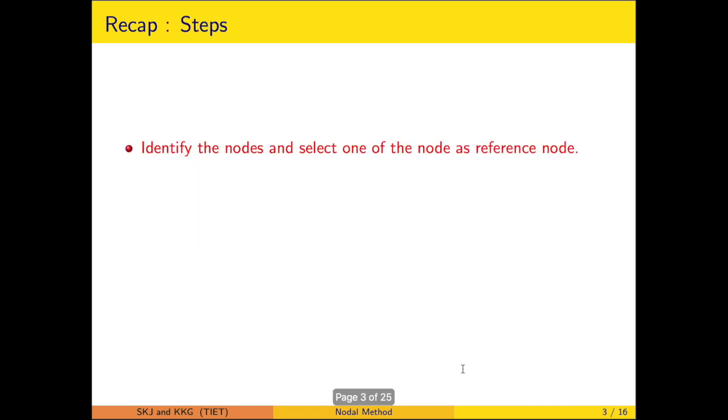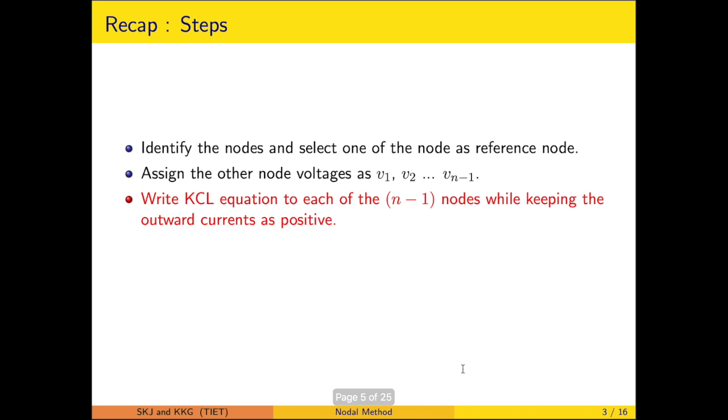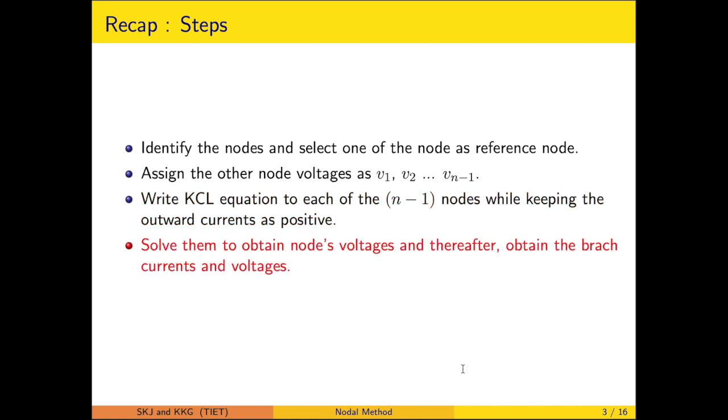as a reference node. The procedure is simple: we have to identify the nodes and select one of the nodes as a reference node. We will be assigning the unknown node voltages to the remaining n minus 1 nodes, and the equation is written for each of these n minus 1 nodes, keeping the outward current as positive. This outward current as positive is in line with Ohm's law, where the current flows from the higher potential to the lower potential. Now these equations are solved to find out the unknown node voltages, and thereafter the other parameters are calculated.